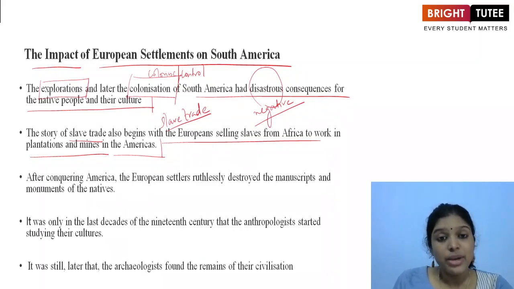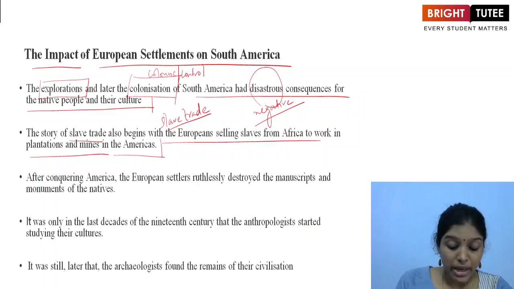So it is after the exploration and colonization of the America that slave trade becomes very important, so that it would help the explorers gain more wealth and profit. So here the slaves were brought from Africa to work in plantations and mines in the Americas.